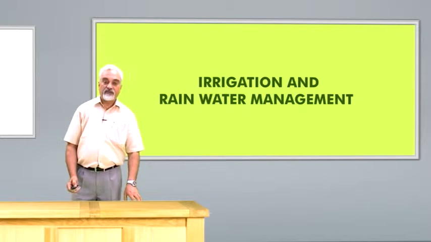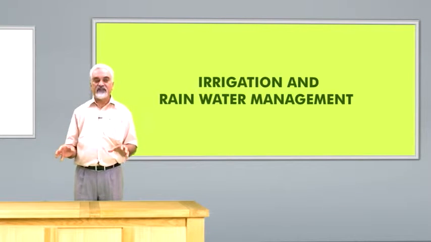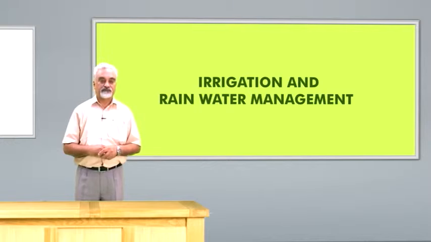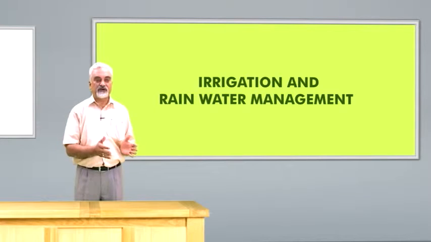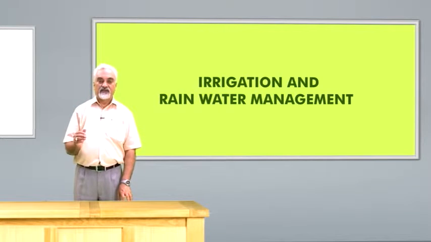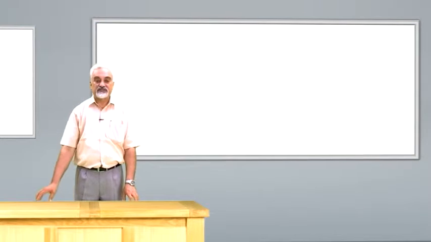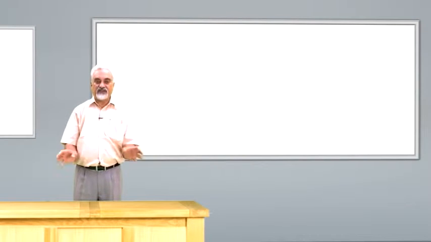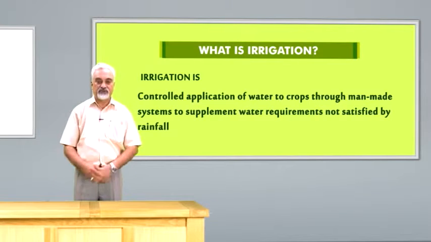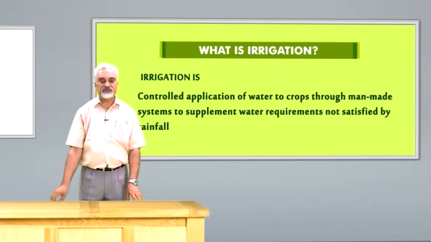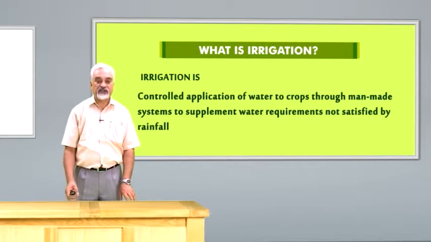Now, the water requirement of these crop plants is normally met from rainwater, and if rainwater is not sufficient to meet this water requirement, then a farmer goes for artificial application of water to the field, which is known as irrigation. So, if we define irrigation, it is a controlled application of water to crops vis-a-vis to soil through man-made systems to supplement the water requirement not satisfied by the rainfall.